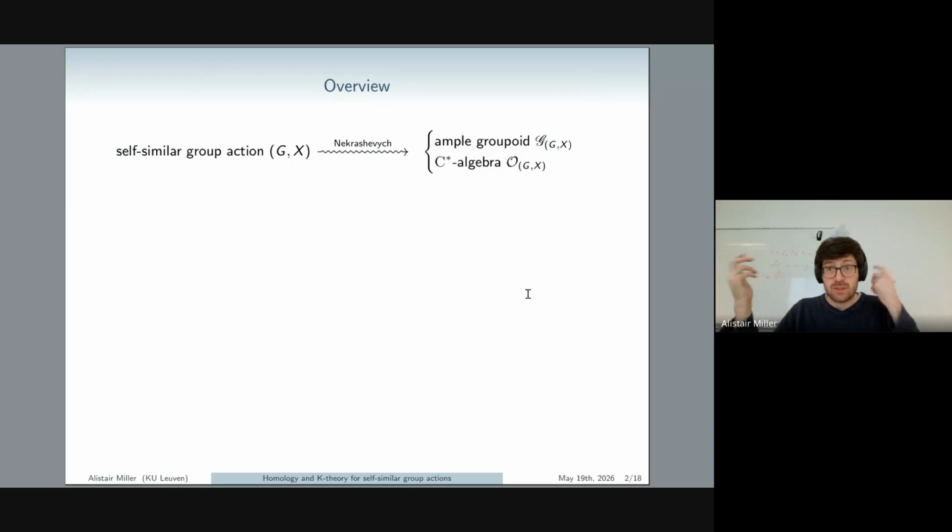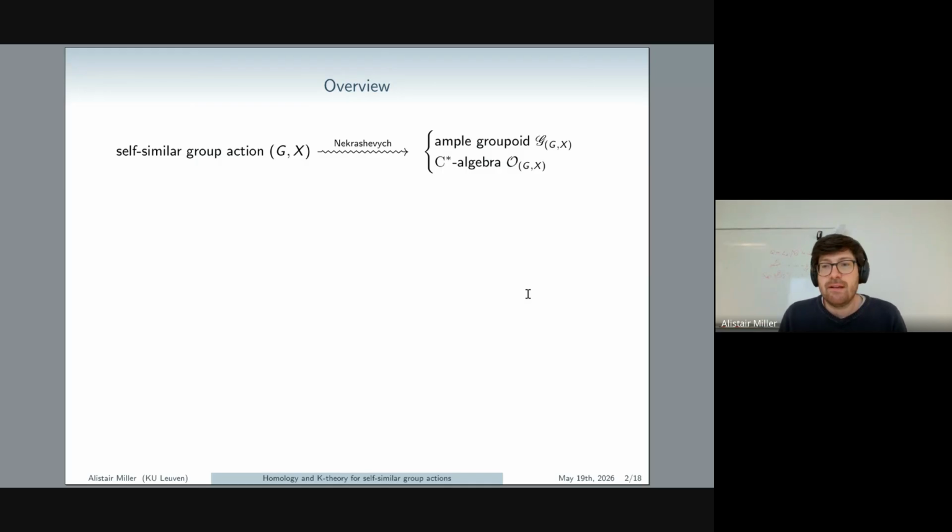The most famous self-similar group is the Grigorchuk group. This was the first group constructed to have intermediate growth, and therefore also the first group shown to be amenable but not elementary amenable. And what I'm going to be talking about is these constructions that Nekrashevych introduced of both a groupoid and a C-star algebra that you associate to this self-similar group system.